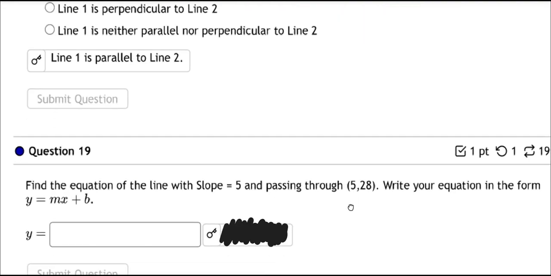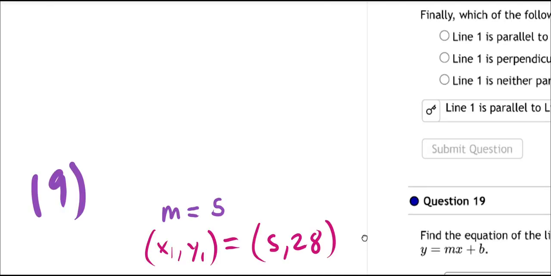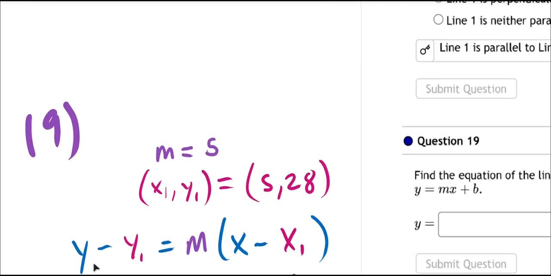Question 19 says, find the equation in y equals mx plus b form, slope-intercept form, that has a slope of 5 and passes through the point 5, 28. The simplest way of proceeding from here is to use the form of a line called point-slope form. You can see by dividing x minus x1 to the other side, we would simply have the definition of slope. But here, we've been given a slope and given a point, and we can substitute it into these places and then solve for y to get it in the proper form.